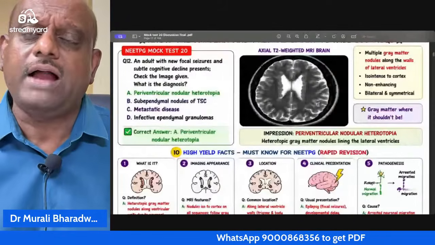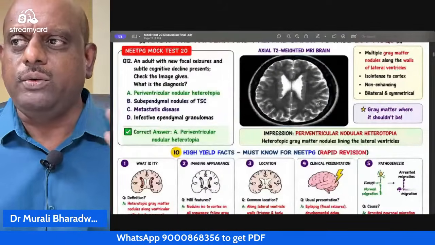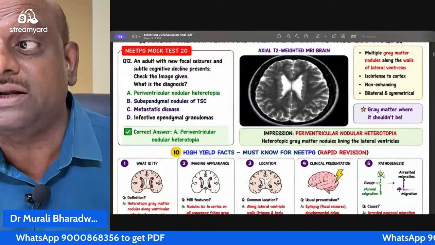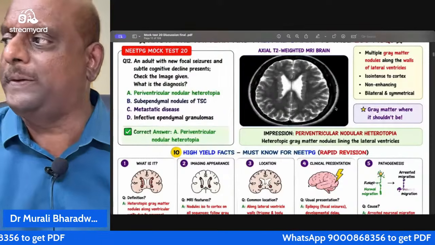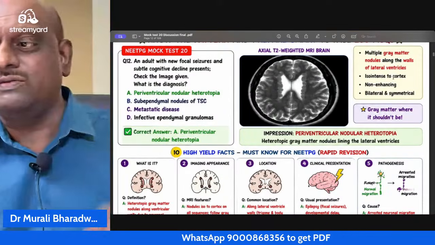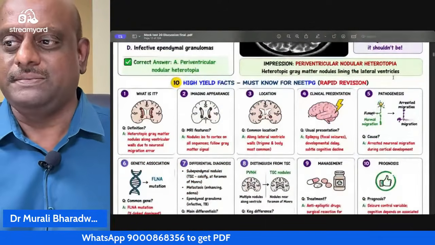An adult is having new focal seizures. Subtle cognitive decline is present. What is your diagnosis, doctor? It is periventricular nodular heterotopia. Multiple gray matter nodules along the walls of the lateral ventricles is the classical appearance.